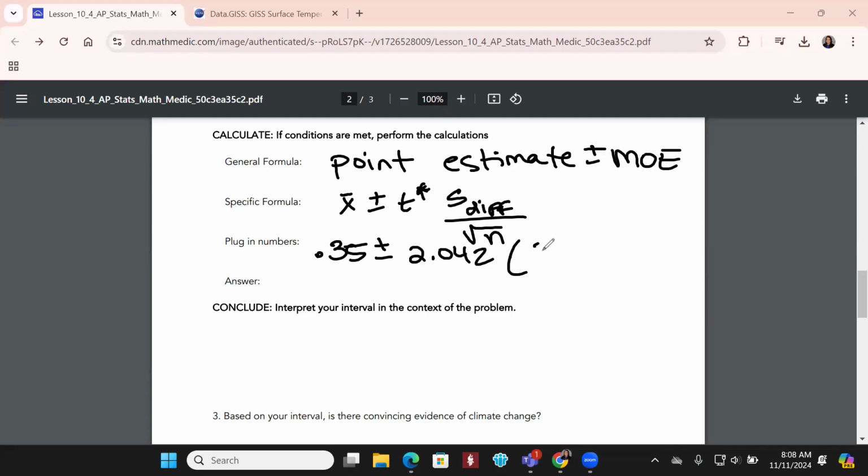We're going to multiply it by 2.296 and divide it by the square root of 32. So when you plug all that junk into your calculator, you're going to get 0.24 to 0.46. A lot of people make a mistake on the plugging in the right side of the equation. Got to make sure you type it in correctly.